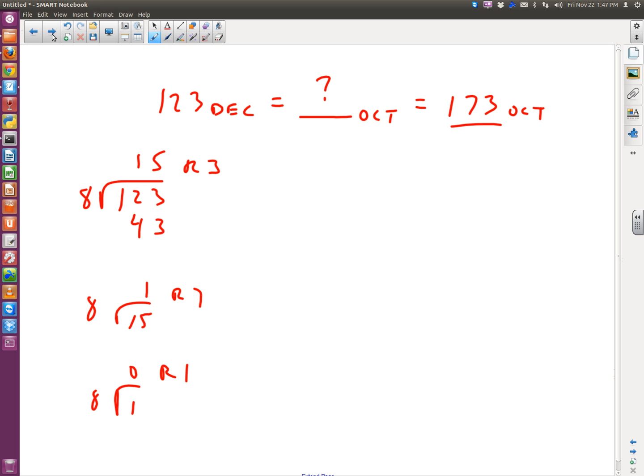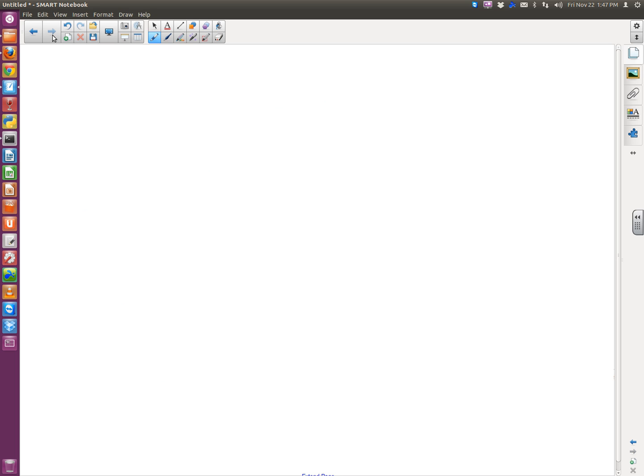There you go. Okay, let's practice that up. Take the same number. It doesn't have to be the same number, but here we go. The same number, let's represent it in hexadecimal. 123 decimal equals what in hexadecimal? It's short for hexadecimal. I don't mean 6. I mean 16.